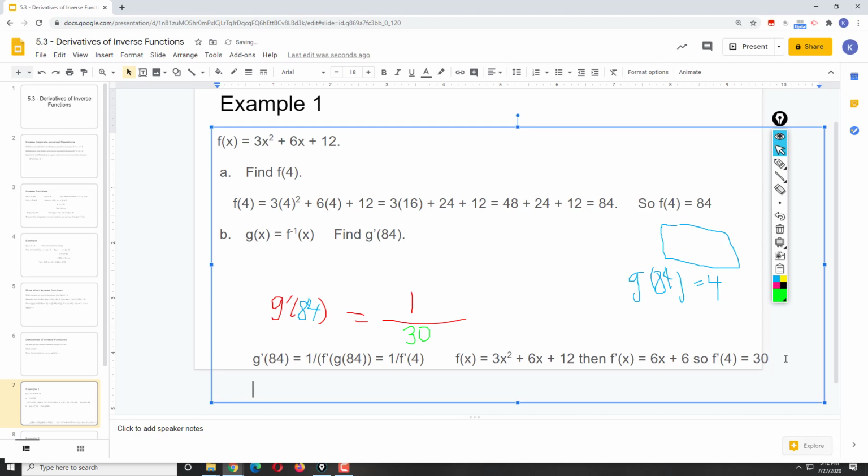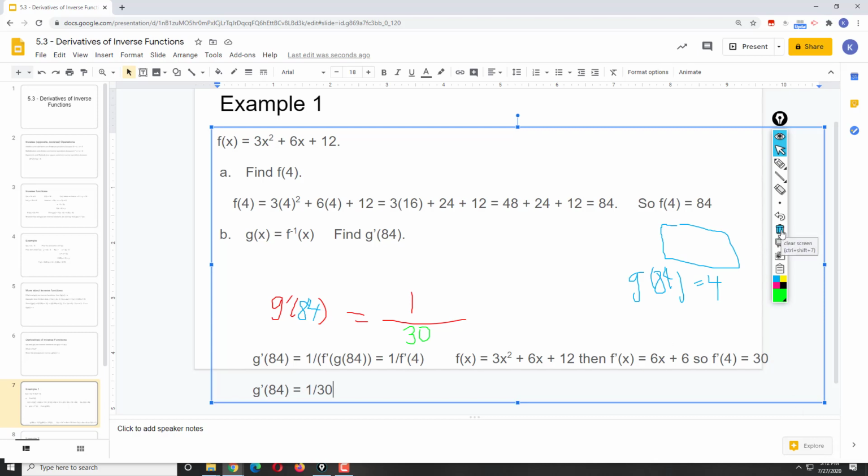And that gets us there. So g prime of 84, which is what we're looking for, must be equal to 1 over 30. So we can find g prime of 84 without figuring out what g prime of x is, because that's going to take a lot longer, trying to find the inverse of f and then the derivative.